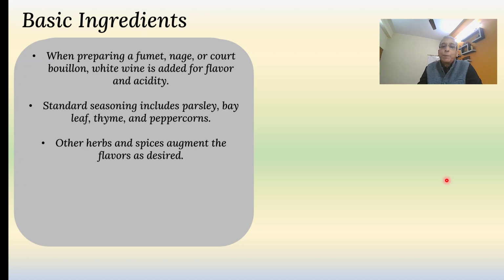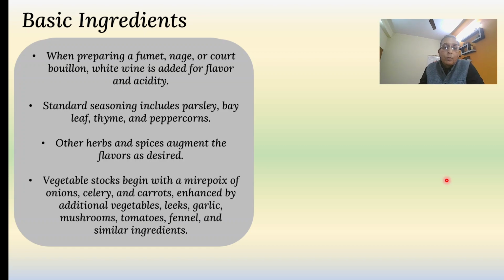Other herbs and spices augment the flavor as desired. We can choose the herbs and spices available in your kitchen to augment the flavor as desired by you. Vegetable stocks begin with a mirepoix of onion, celery and carrots, enhanced by additional vegetables: leek, garlic, mushroom, tomatoes, fennel and similar ingredients. These are the ingredients that can be used for making a vegetable stock.